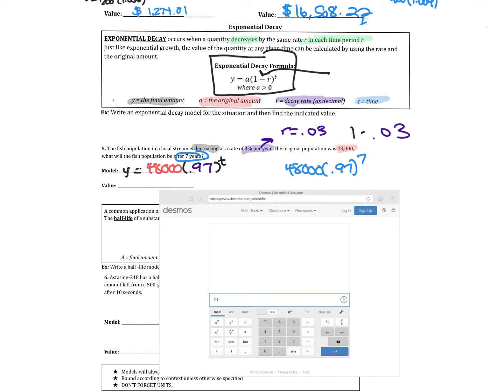Let's grab our calculators. So we have 0.97 to the power of 7 equals, and then we're going to take that number and multiply it by 48,000.